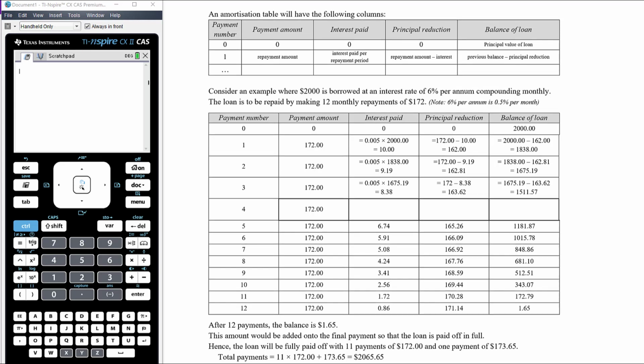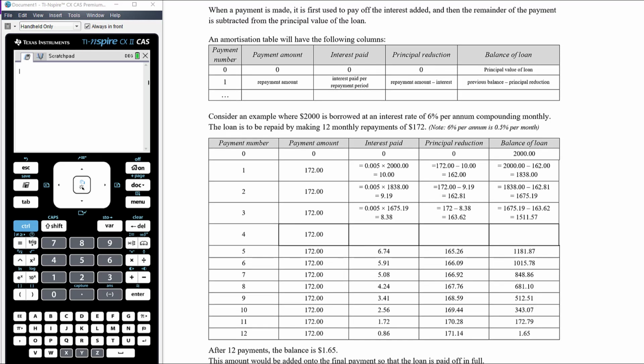I'm sorry, I skipped over that smaller table up above, which illustrated that. Essentially your first row will be payment number 0, and you'll just put the principal value of the loan in the right hand column. That's the starting balance. Then at the first payment, it'll be your repayment amount at that first payment. You're going to, in this column, work out the interest that is paid at the first payment. So that's your balance times the monthly interest rate.